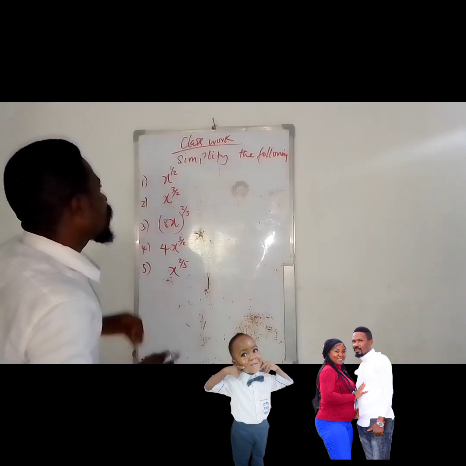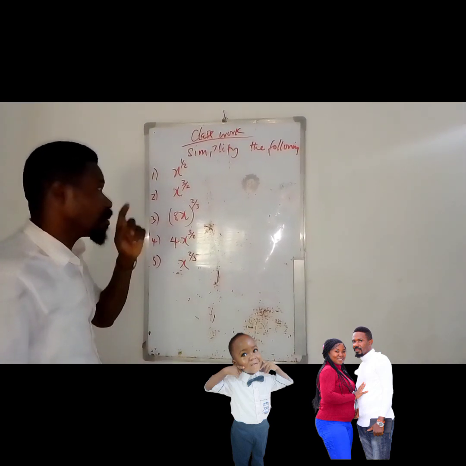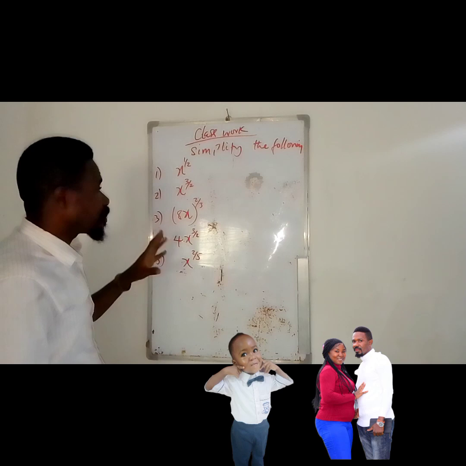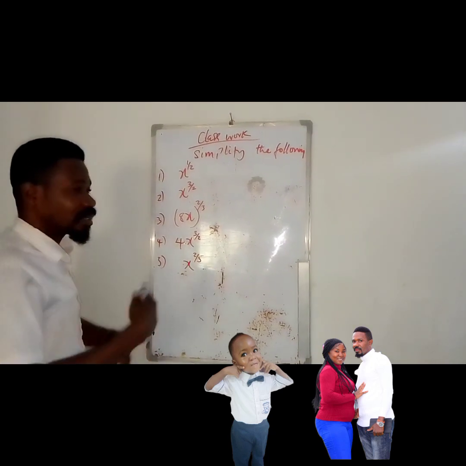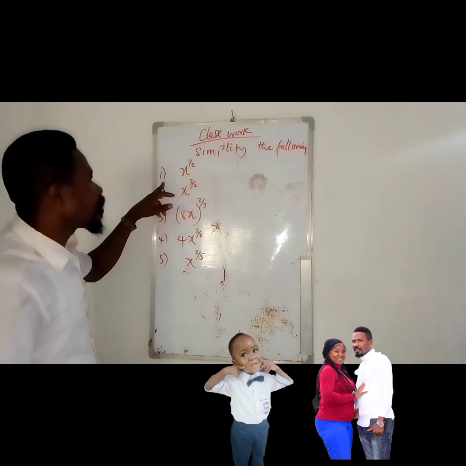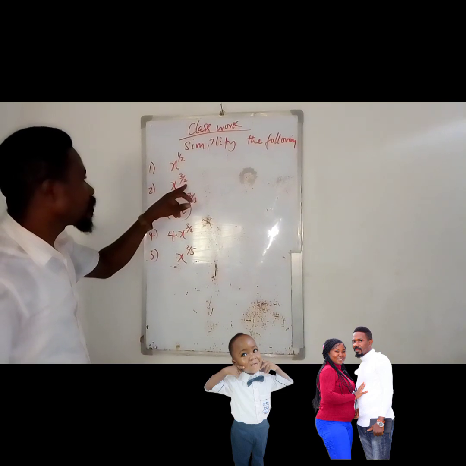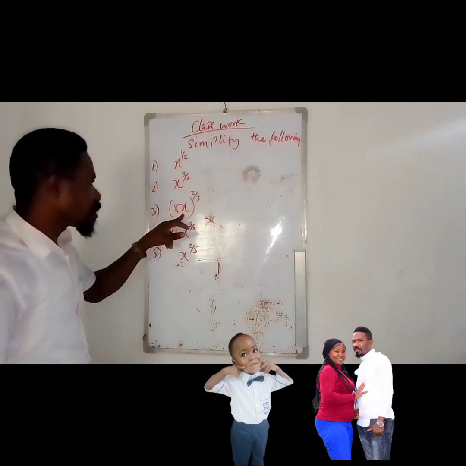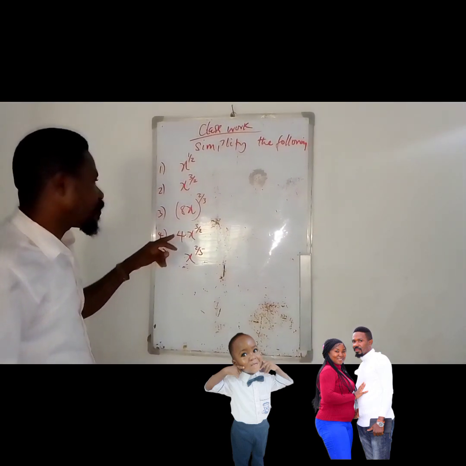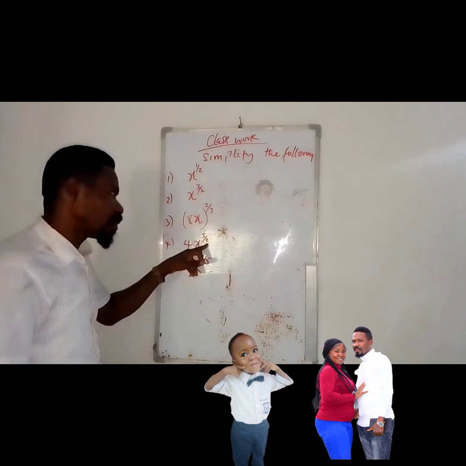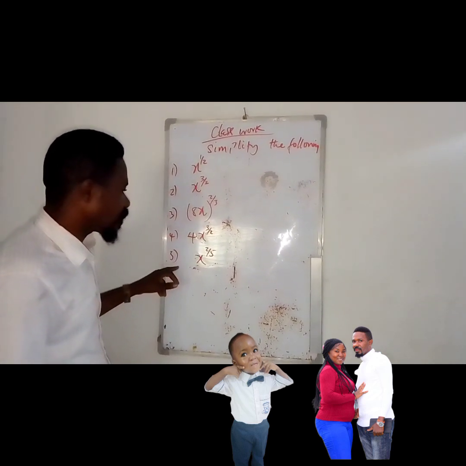We have this classwork that says simplify the following. Please be careful. If you observe the way I give my question, I'm always trying to explain one or two things for you to know, so that I don't make the mistake of generalizing things when it's not supposed to be. Number 1, x raised to power 1 over 2. Number 2, x raised to power 3 over 2. Number 3, 8x, all in brackets, 2 over 3. Number 4, 4x raised to power 3 over 2. And the last one, number 5, is x raised to power 2 over 5.